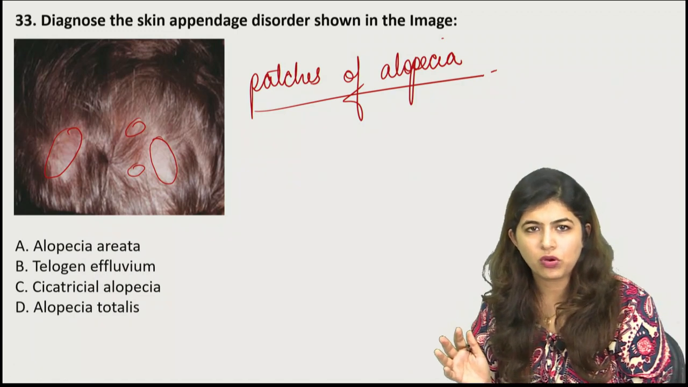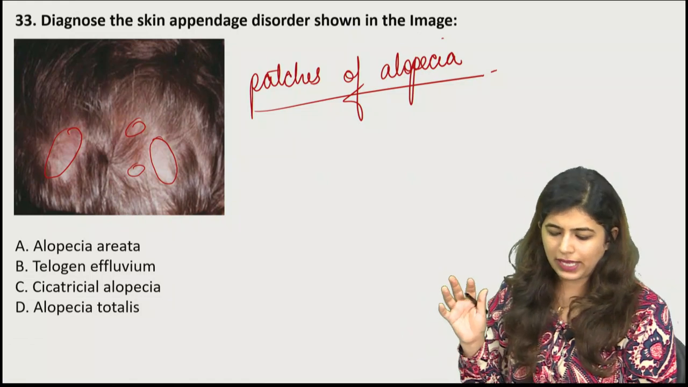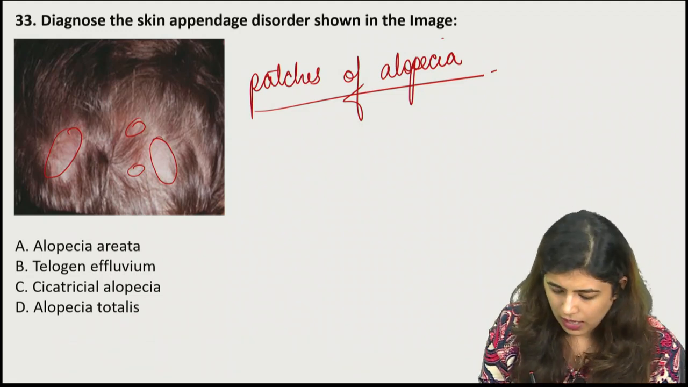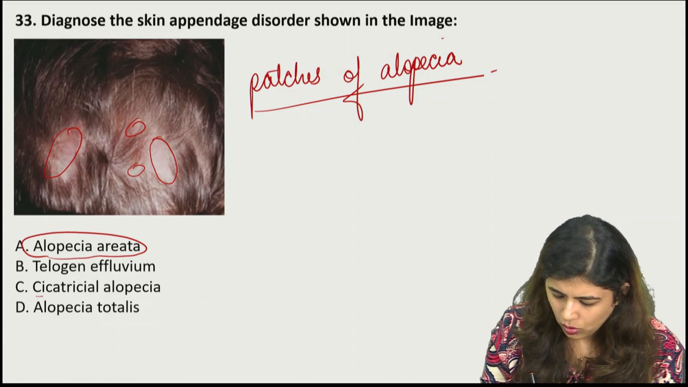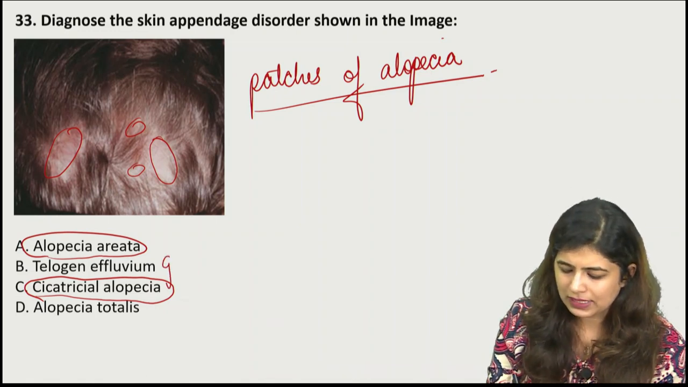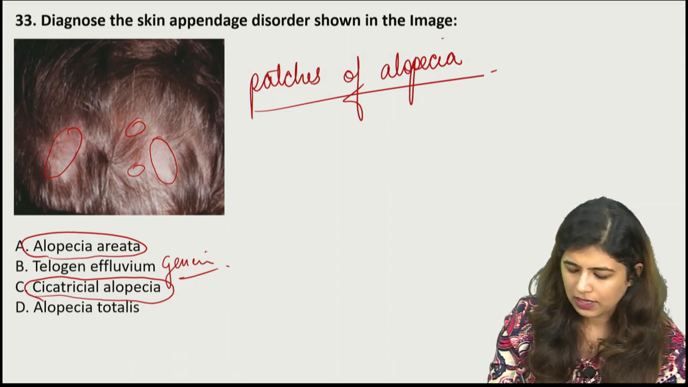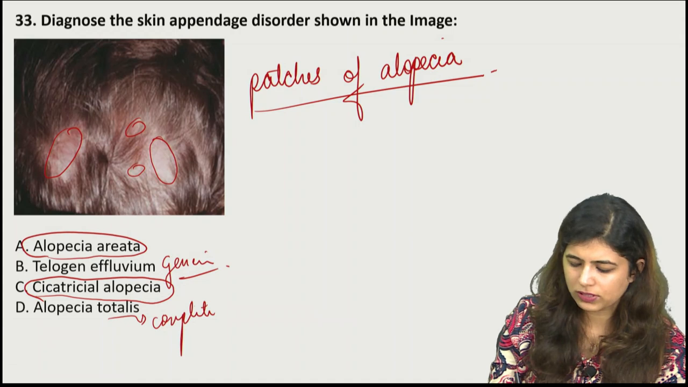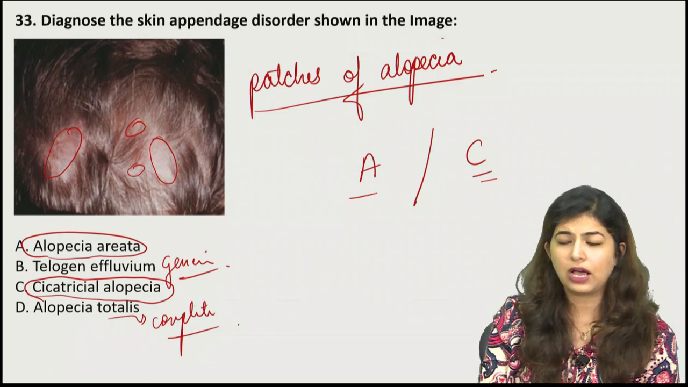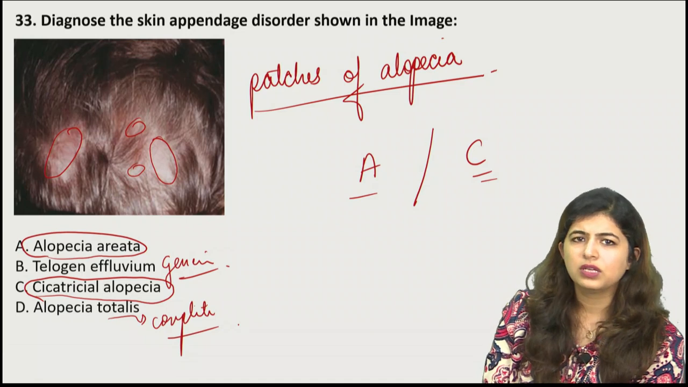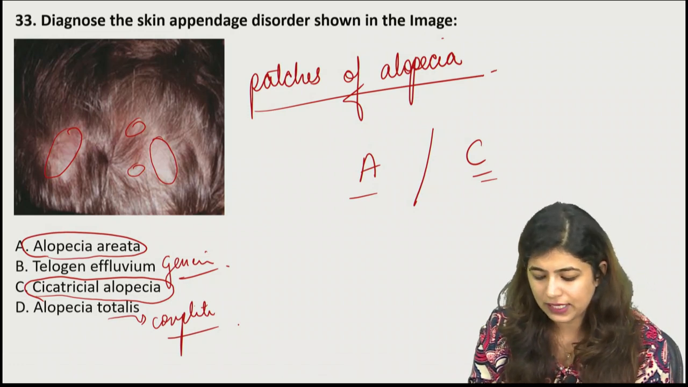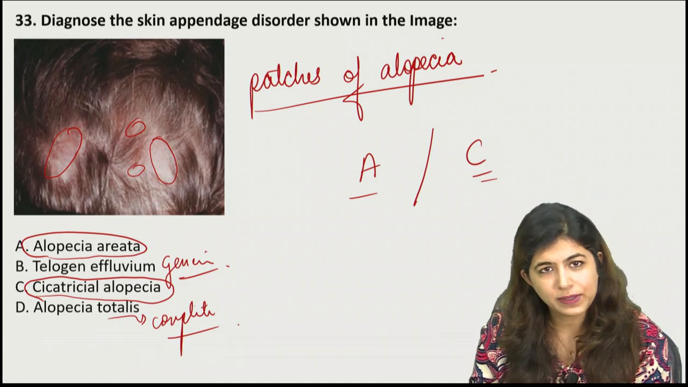Scarring present or not, very difficult to tell in this question. The only options that I consider here are either alopecia areata or a cause of cicatricial alopecia, because these are the ones which are patchy. Telogen effluvium, as discussed in the previous question, is a generalized cause of hair loss. Alopecia totalis is complete loss of hair on the scalp. So amongst my two options, A or C, which of these is the answer? To be very honest, if I look at the image here, it's very difficult for me to differentiate between areata and cicatricial alopecia, because alopecia areata can also be patchy. Cicatricial alopecia can also be patchy.